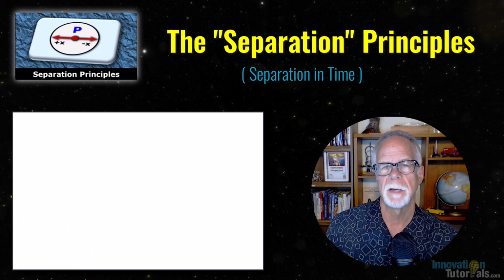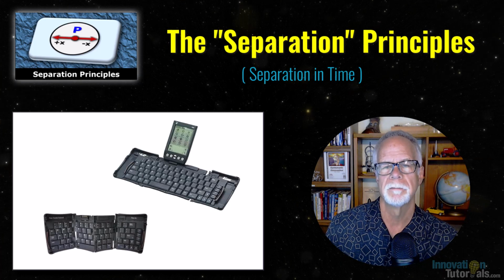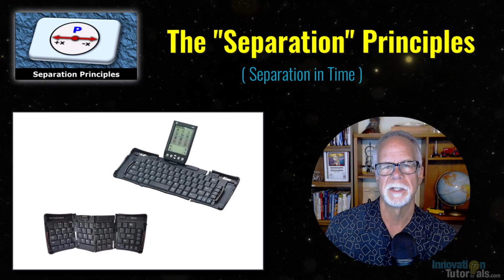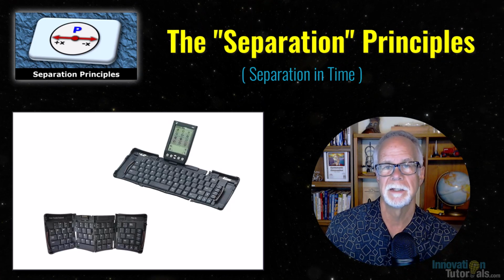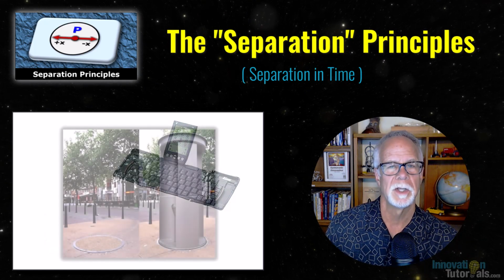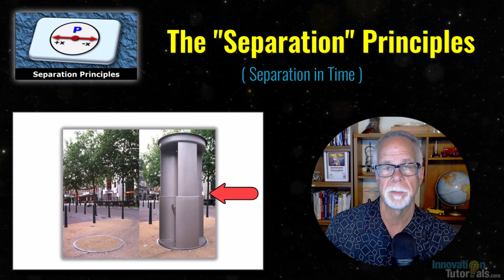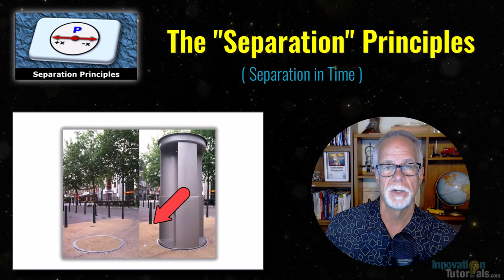Here's another quick example of separation in time. How about a full-size small keyboard? That seems impossible, but here it is. Big when you need it and small when you don't. Here's another one. This is a toilet in Amsterdam. It's there at night when the bars are the only businesses open, and it's gone during the day when there are many businesses open.